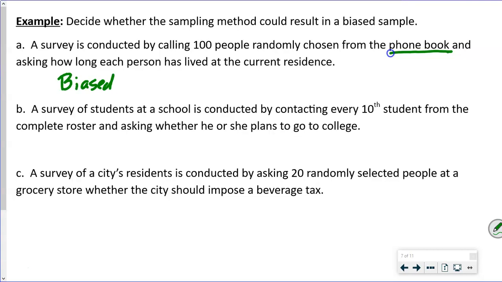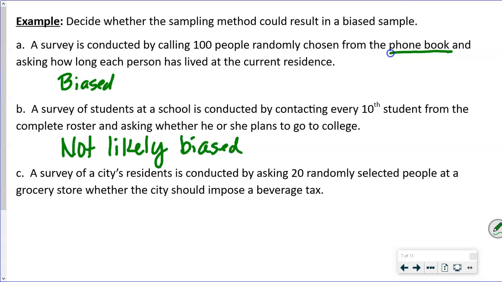Okay. B, a survey of students at school is conducted by contacting every 10th student from the complete roster and asking whether he or she plans to go to college. So what do you think about this one? I would say not likely biased, right? Because why? They did every 10th person from the whole roster.